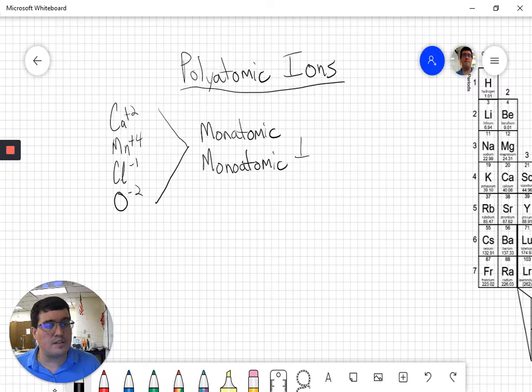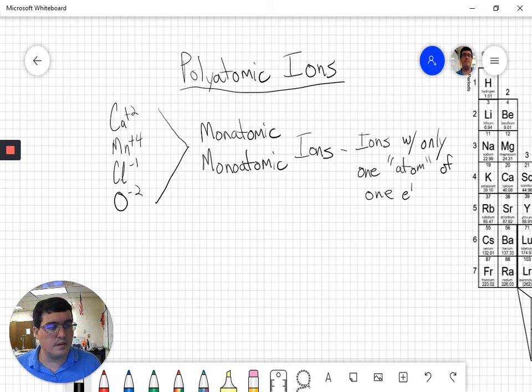But monoatomic or monatomic ions are all ions with only one atom of one element. And this is where you kind of say, no duh. Well, the monoatomic means one atom, and that's literally what it is here. Now, remember, these are ions. When I say atom, that implies I have the same number of protons and electrons, but ions have different numbers of protons and electrons. They have a charge.